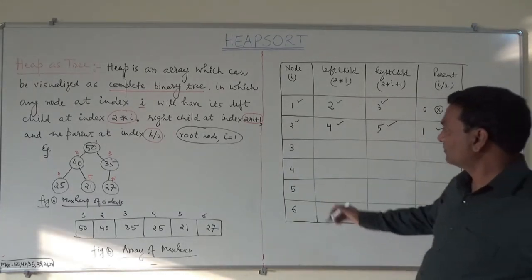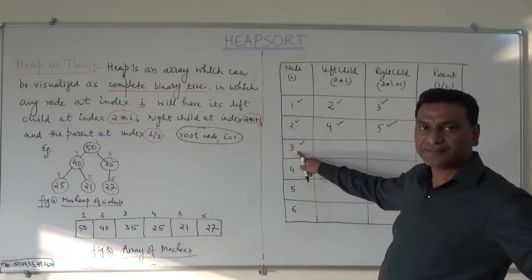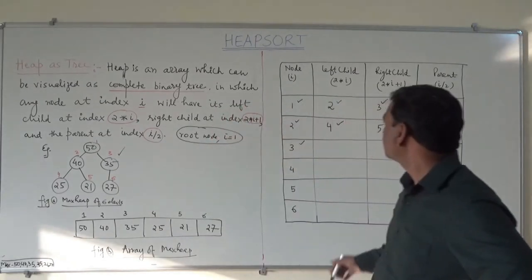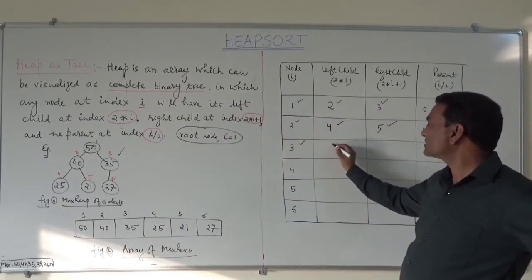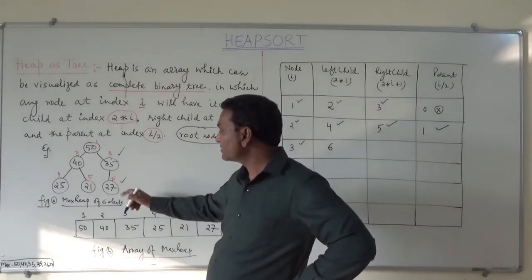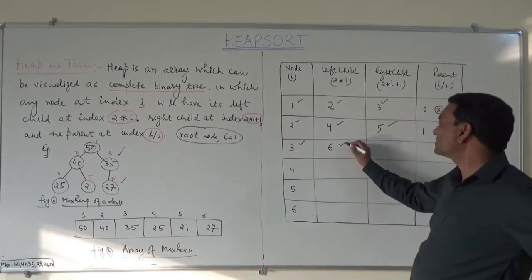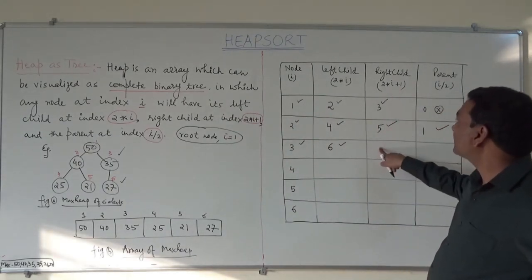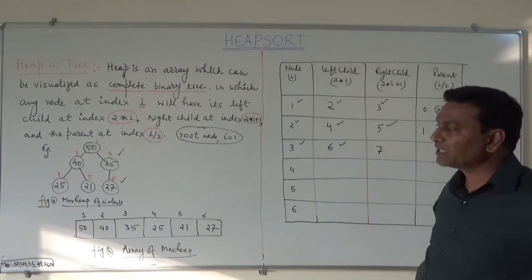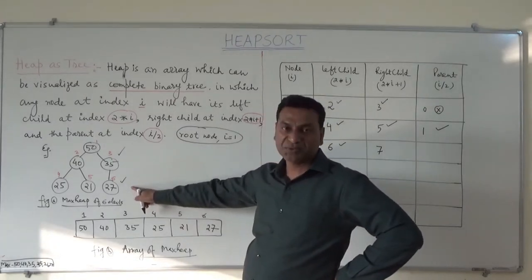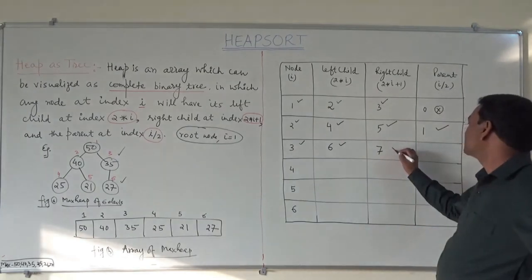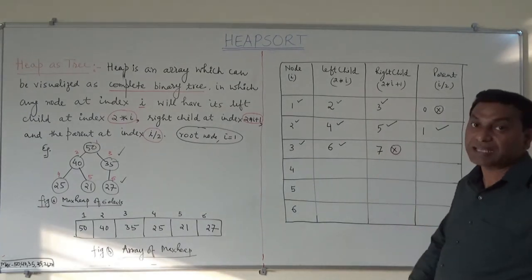Now when I goes to 3, this particular node, its left child will be 6. So left child is at 6th position. Yes, this is true. 27. Its right child will be at 2 into 3 plus 1, so this will be at 7th position. Now we can see that there is no 7th position, 7th index is absent. So it means its right child is absent.